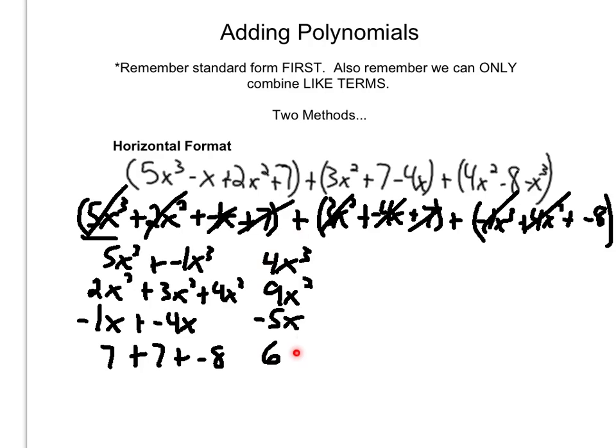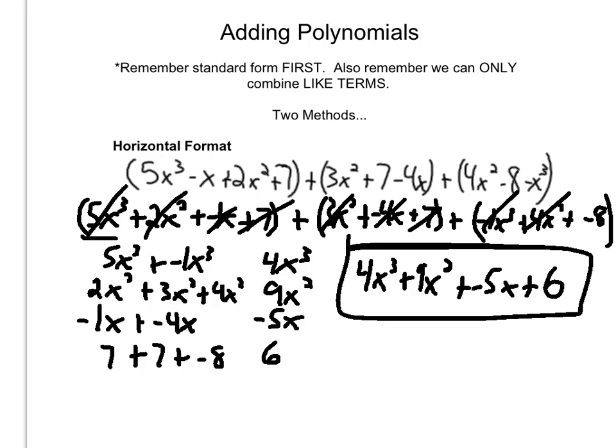So I'm going to take all these and write it back in polynomial form, because these are all terms that are not alike. So I cannot combine them, so I'm just adding them together. 4x cubed plus 9x squared plus negative 5x plus 6. So there I've got a polynomial with a degree of 3, so that's a cubic polynomial that we ended up with. Basically, adding polynomials is just combining a bunch of like terms all together until you can't combine them anymore.